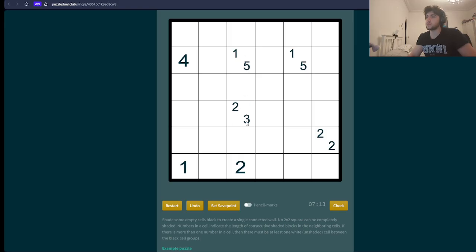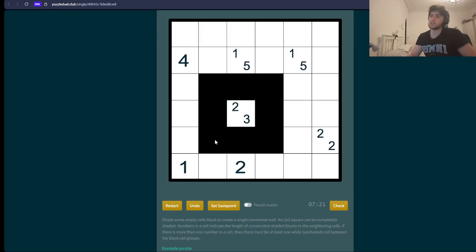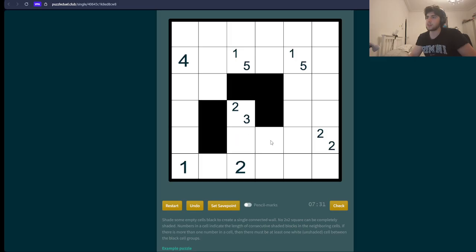What about when you have more than one number? Then you're still looking at these 8 cells surrounding that numbered cell. But this time you need to have a gap between the 2 and the 3. So for example, you could have these 2 and then a gap, and then 1, 2, 3 like this. So you have 2 neighboring cells which are consecutive and black, a gap, and then you have 3. And then another gap. So that's what it means.